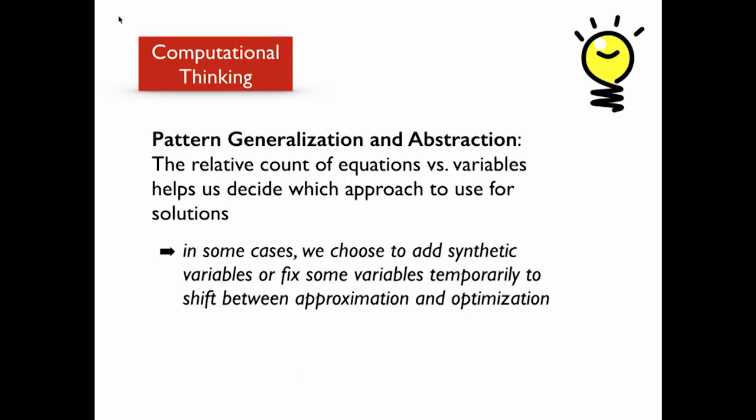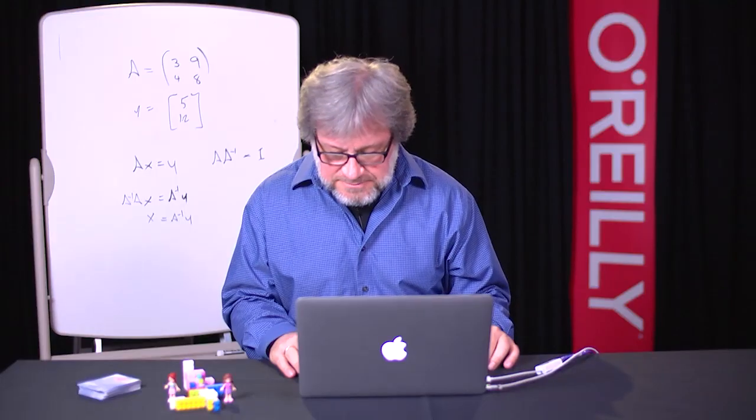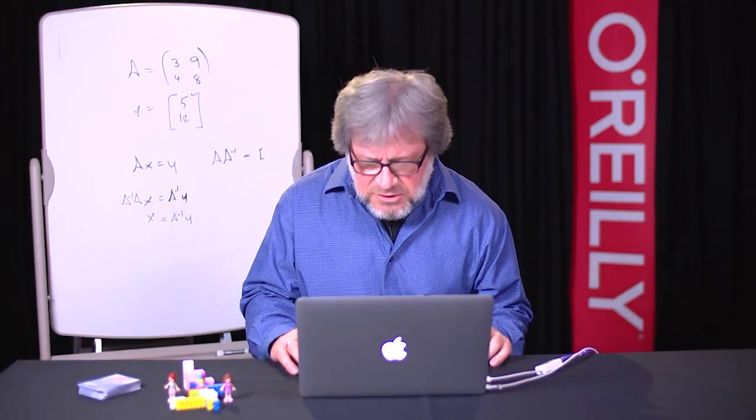Now, in terms of computational thinking, let's try to generalize from this pattern. An abstraction here is that the relation of the count of equations and variables helps us decide which kind of approach we want to use. In some cases, we may want to add a synthetic variable, or in other cases we may want to fix particular variables temporarily so that we can shift between optimizing, solving, and approximating. We may want to shift back and forth depending on the kind of problem. But thinking at this level of abstraction, you can figure out which to use.